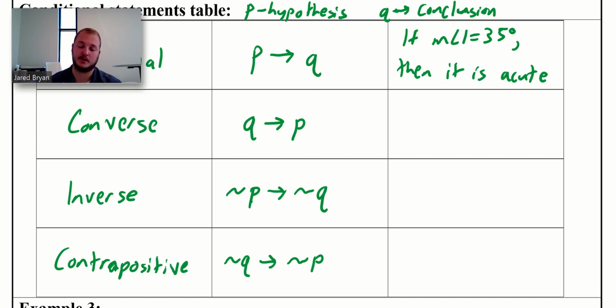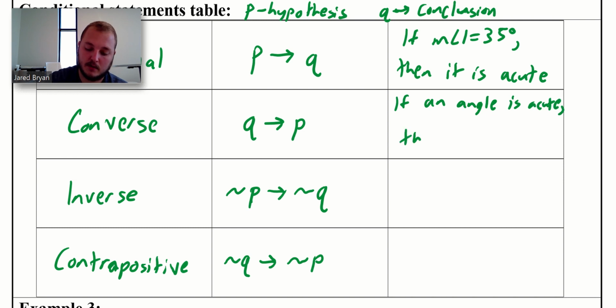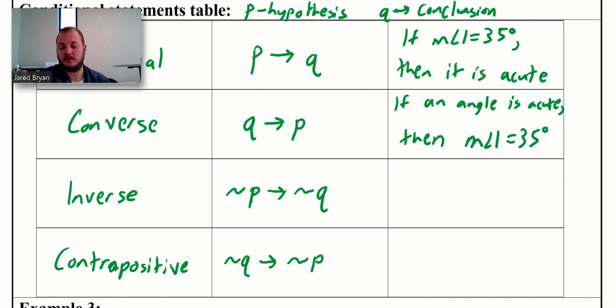Okay, converse switches that. So we can say, and notice how I have to change the wording a little bit, if an angle is acute, then the measure of angle 1 equals 35 degrees, or the measure of that angle would equal 35. And notice that's actually a false statement. Just because an angle is acute doesn't mean it has to be 35, right? Okay, but that's the idea.